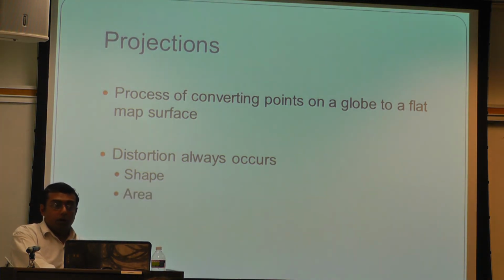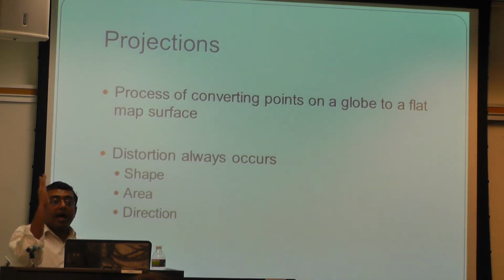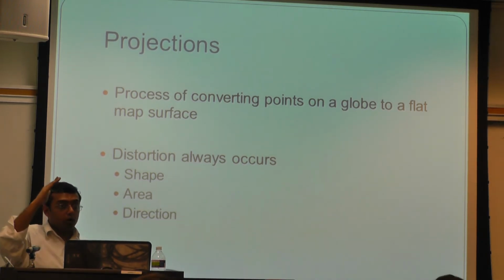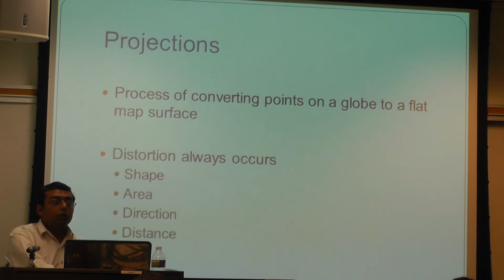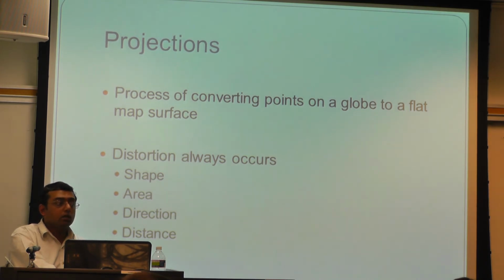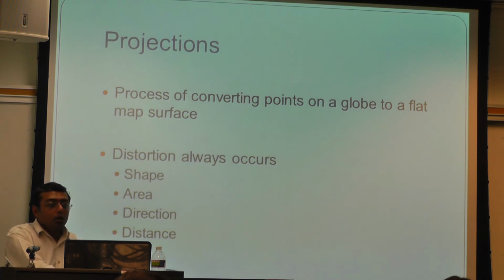Similarly, the areas may not be the same. Similarly, the direction may not be the same. What do I mean by direction? All I mean is the angle of this object from the North Pole, right? So you want even that angle to be the same, and in some projections, the angle may get distorted. And lastly, you want measures of distance to be the same. So if you want the distance between DC and New York City to be so many miles, you want the same thing to also exist on your map. This distortion is something that cannot be avoided.